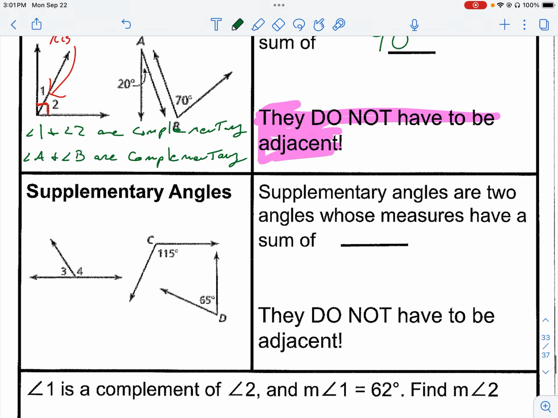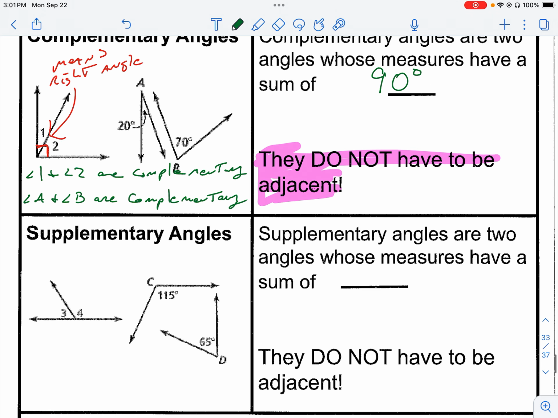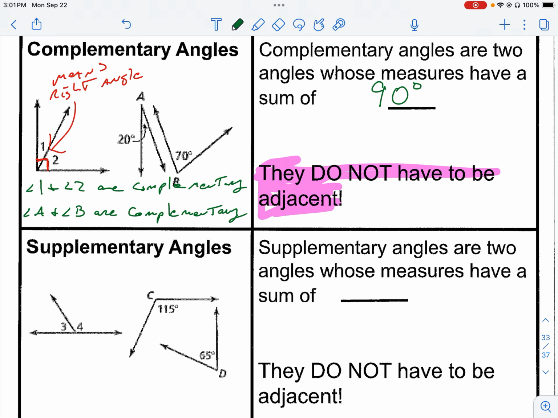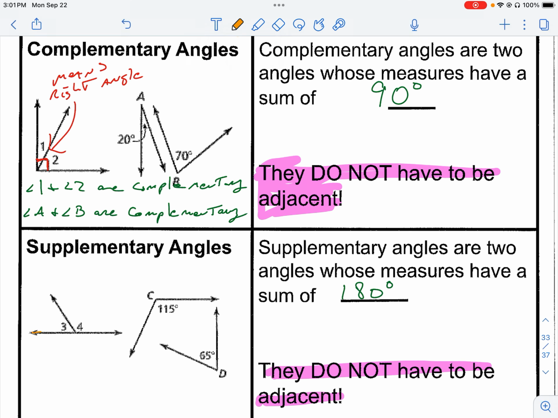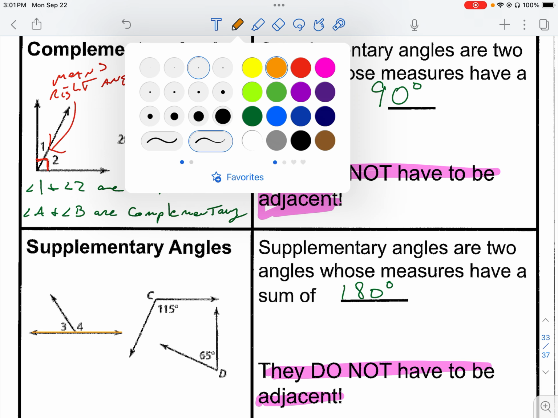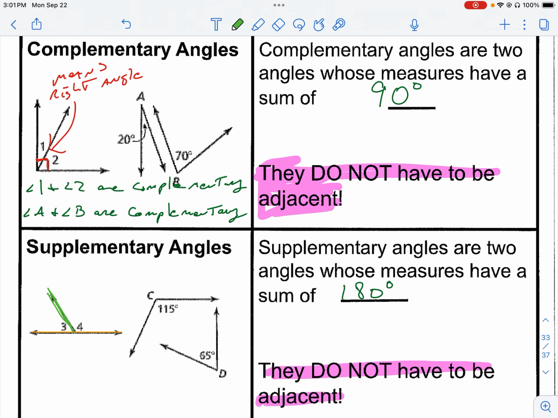Now, similarly, we have supplementary angles. And supplementary angles are different from complementary angles in their measures. The measure of the two angles that are supplementary is 180 degrees. Once again, they do not have to be adjacent. But as we recall from an earlier lesson, a straight line or a straight angle has 180 degrees, so any two angles that make a straight line have to be complementary.